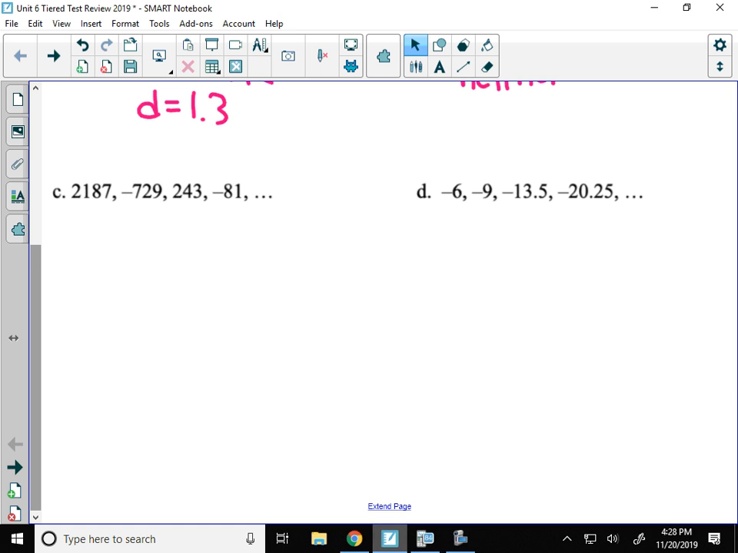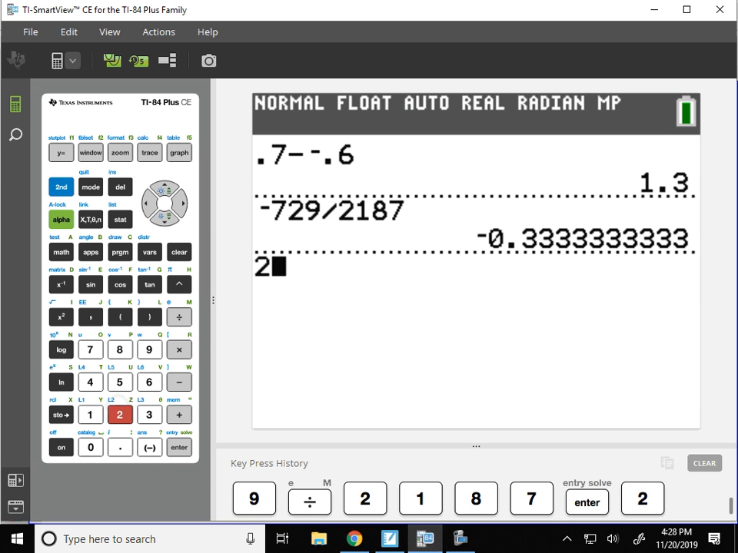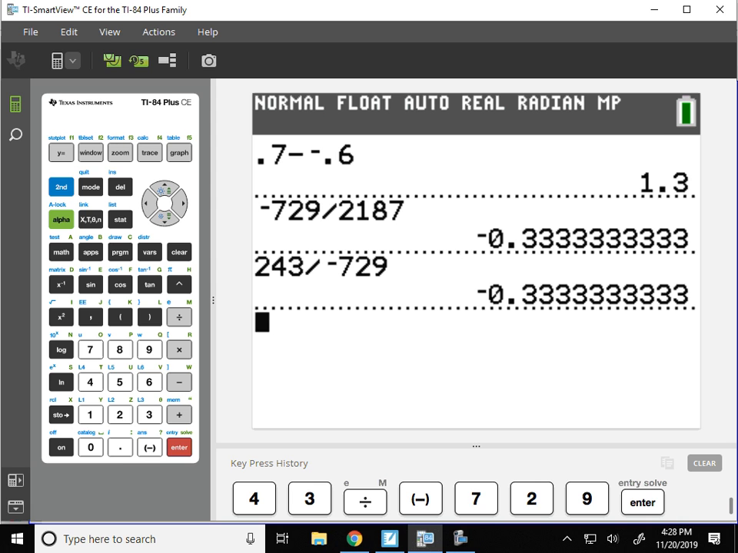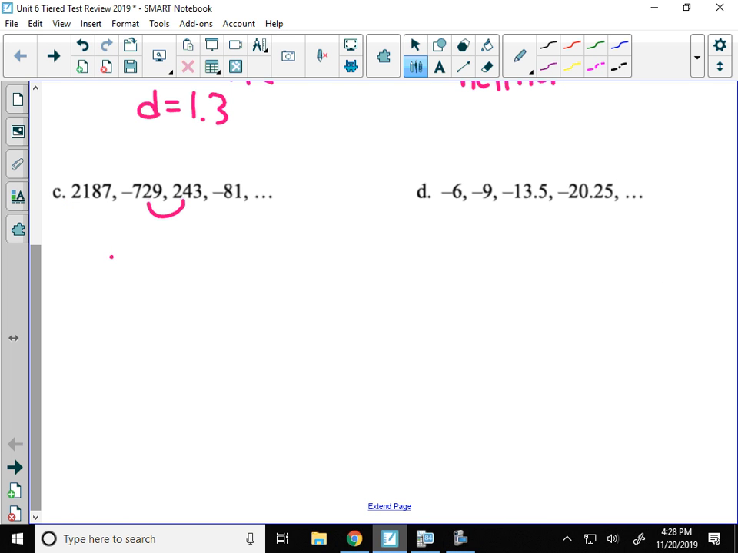Now I'm going to check if the common ratio between the next pair of numbers would be negative 1/3. You can divide 243 divided by negative 729, and I get the same ratio, therefore this would be a geometric sequence. And the common ratio here is negative 1/3.